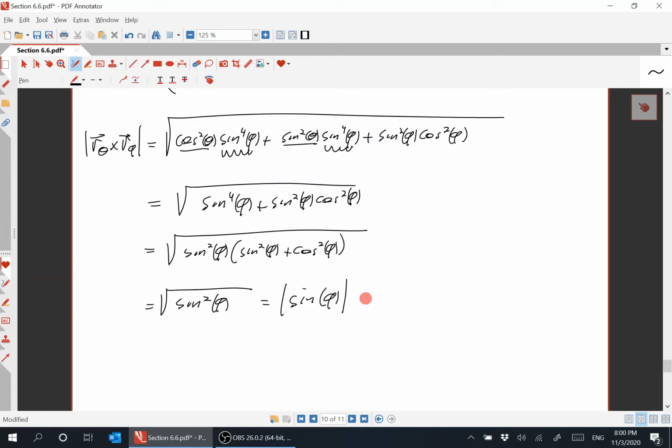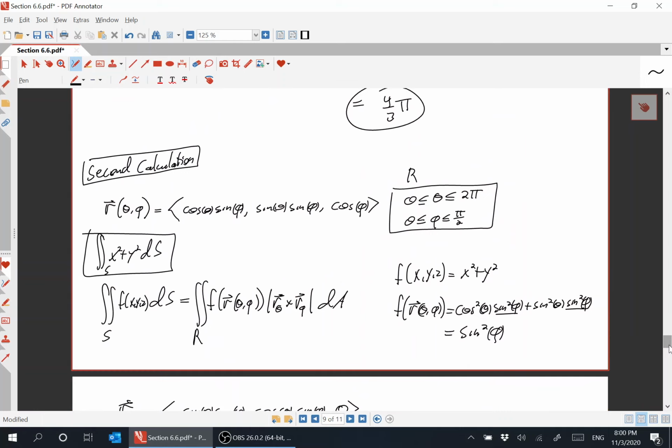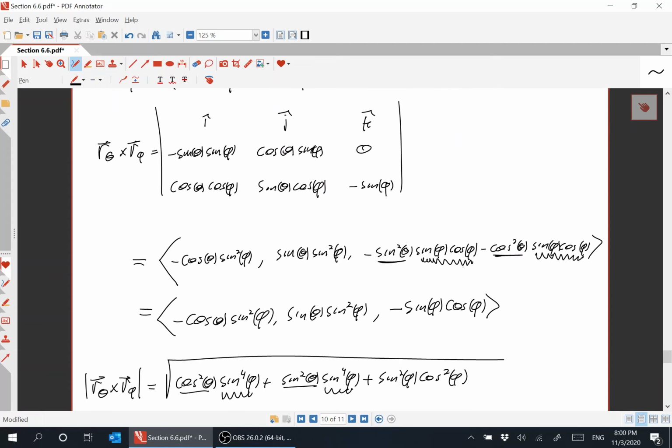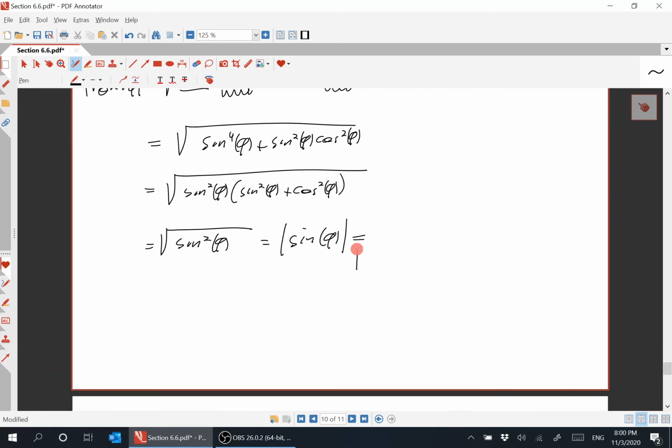But what was the domain for phi? Phi is going between 0 and 90 degrees. So sine phi is positive, so we don't even need that absolute value. 0 less than or equal to phi, less than or equal to pi over 2. Sine of phi is positive, well, bigger than or equal to 0, not negative, in other words. So it's just sine phi, right? Because the absolute value of a positive is just itself, or 0 when it's 0.